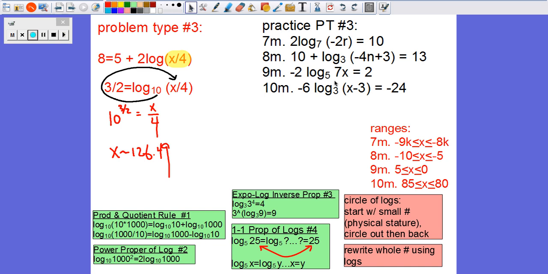Go ahead and do these problems over here. The ranges will be right here, and here are the properties.